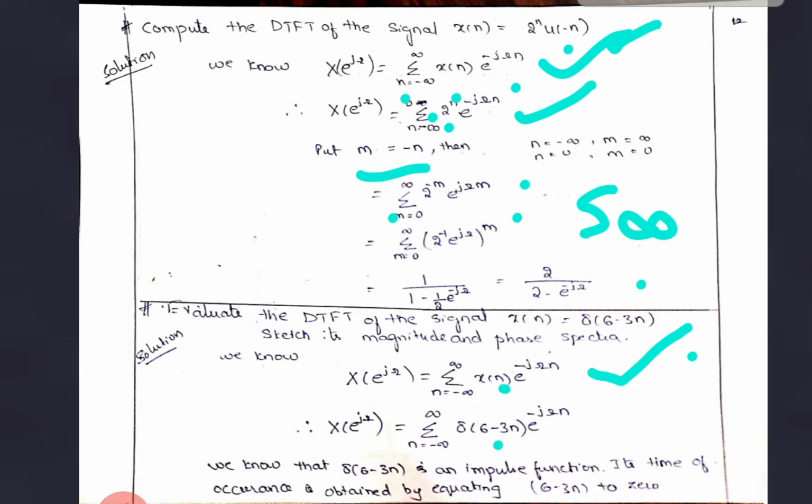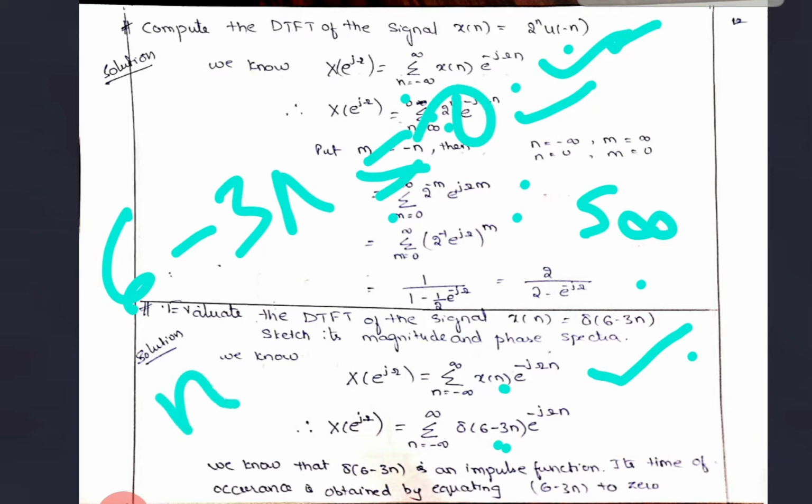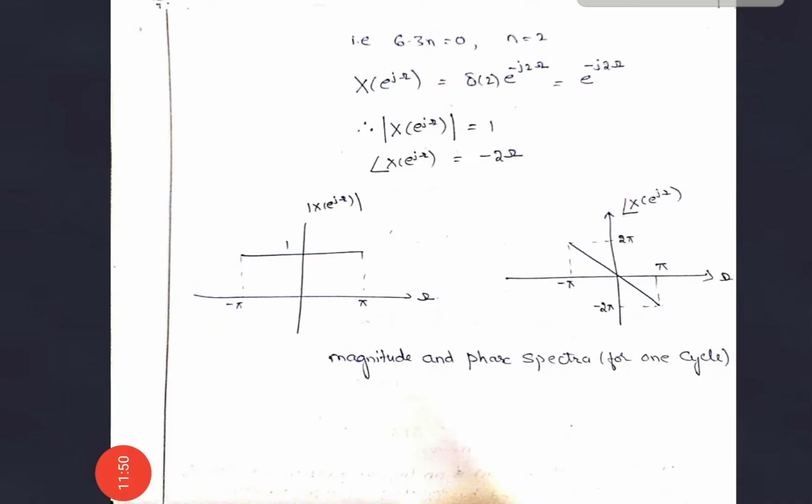In order to know where this impulse is present, we have to equate 6 minus 3n to 0, which gives n equal to 2. Moving minus 3n across, it will be plus 3n, so n equals 6 by 3, which is nothing but n equal to 2. Therefore this impulse is present only at n equal to 2. Other than n equal to 2, it will be 0.